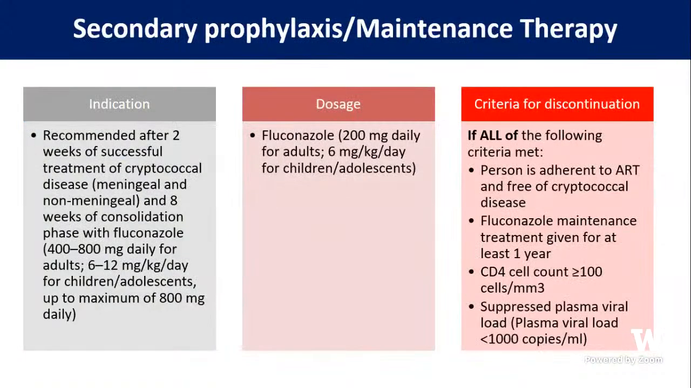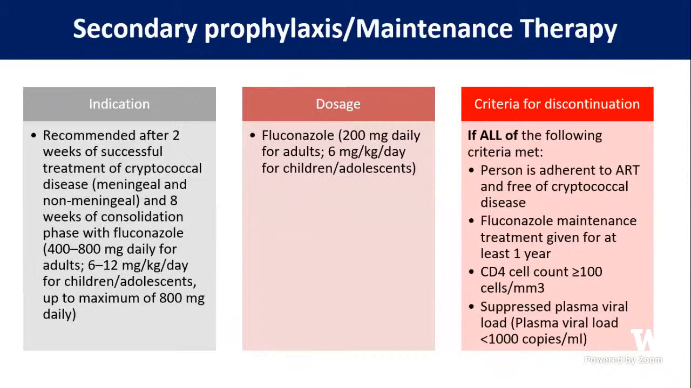Now, secondary prophylaxis or maintenance is given after the patient has completed the induction phase for treatment of cryptococcal meningitis. This is recommended after 2 weeks of successful treatment for meningitis. And then you also have an 8-week consolidation phase with fluconazole, again at 400 to 800 milligrams.